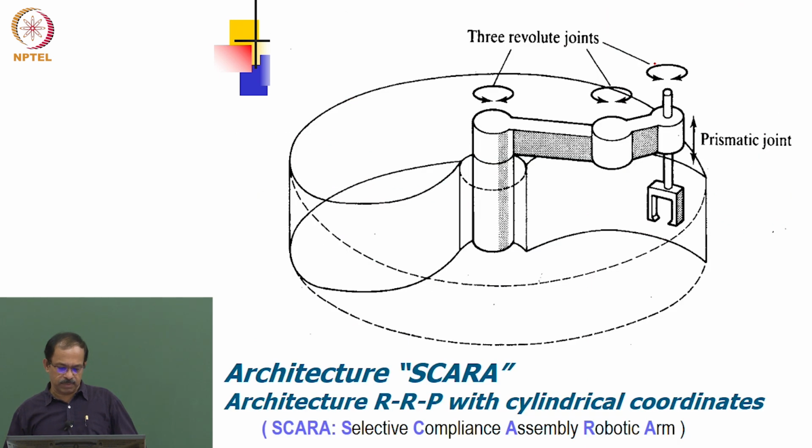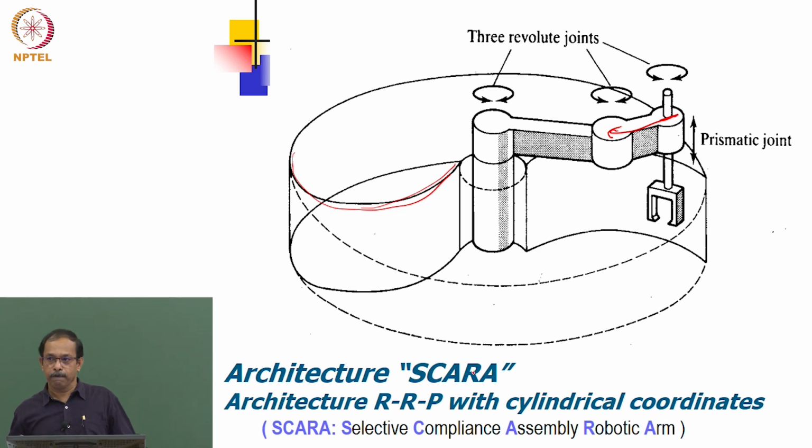And the workspace will be something like this. It is almost like a cylindrical one, except that because of this joint, you will have a small curve over here at the end of the work envelope. Other than that, it will be more like a cylindrical workspace.